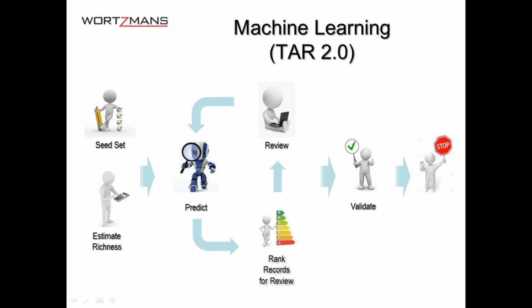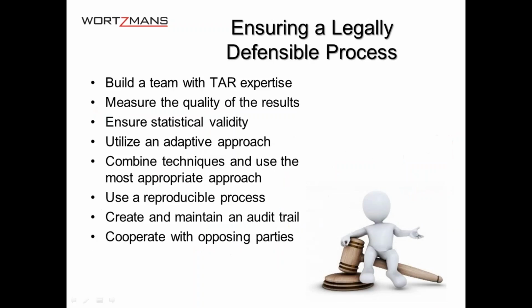The advantage of this version 2 of predictive coding technique is that it generally results in about 1/3 less records having to be reviewed compared to predictive coding. Now I'm going to turn this back over to Susan, and she'll talk about ensuring that this process is legally defensible.